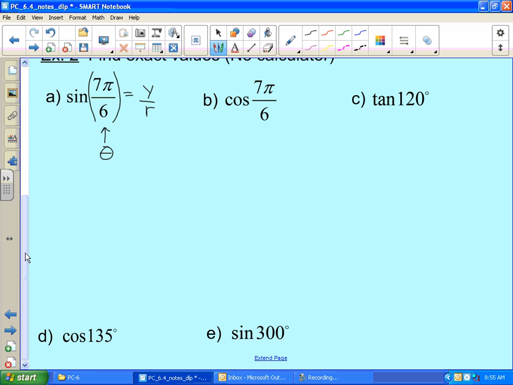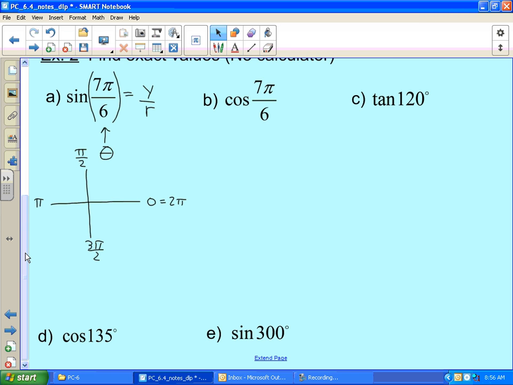So we do a little sketch. I'm always going to be a big proponent of drawing a little sketch of where you're at. So a little refresher on radians. So we have 0 radians, pi over 2 radians, pi radians, 3 pi over 2, and then back to 2 pi or 0. So 7 pi over 6.